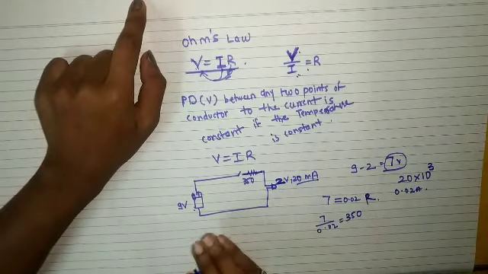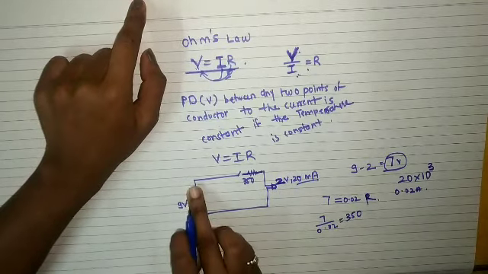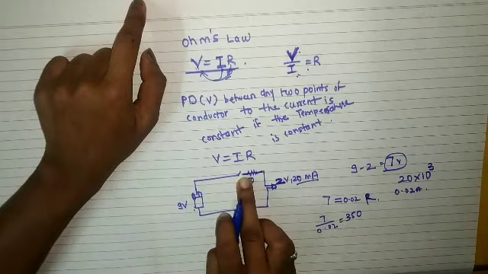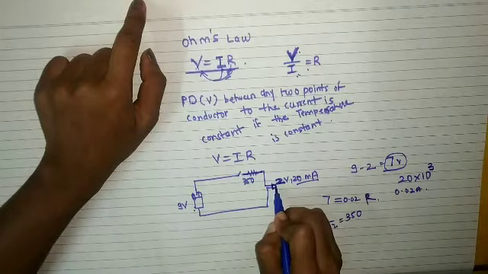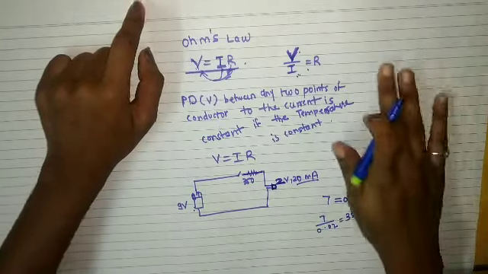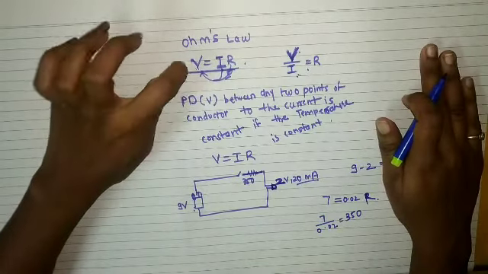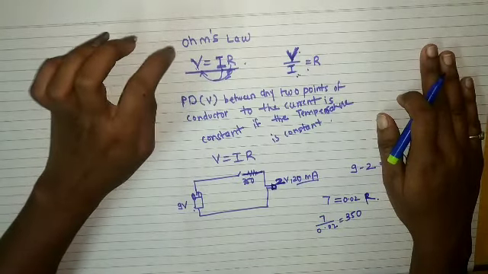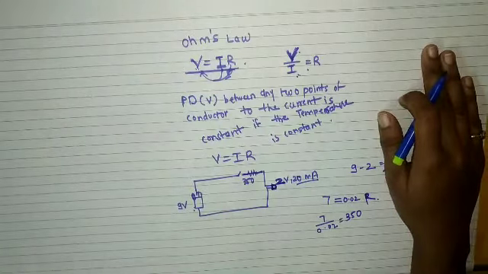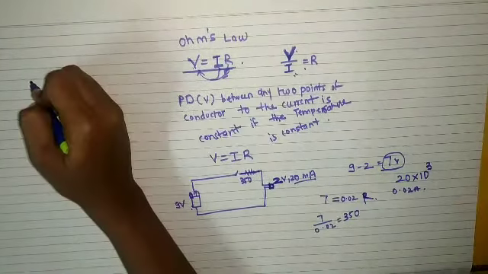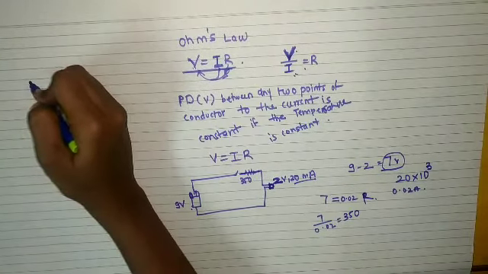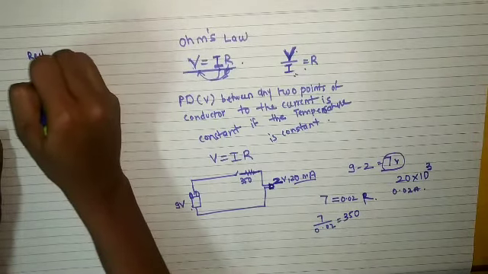Then this will limit the excess flow of current, so our LED will not get burnt. From this example you can understand why we use Ohm's law or where it is used. Okay, now moving further, now we'll see the resistance. What is the symbol for resistance?